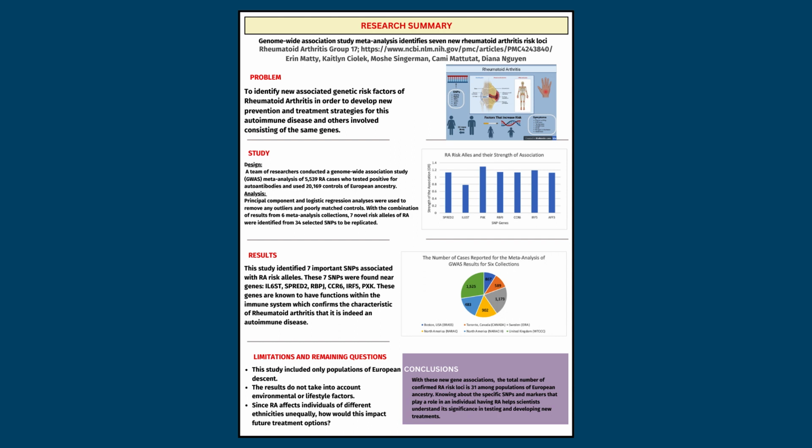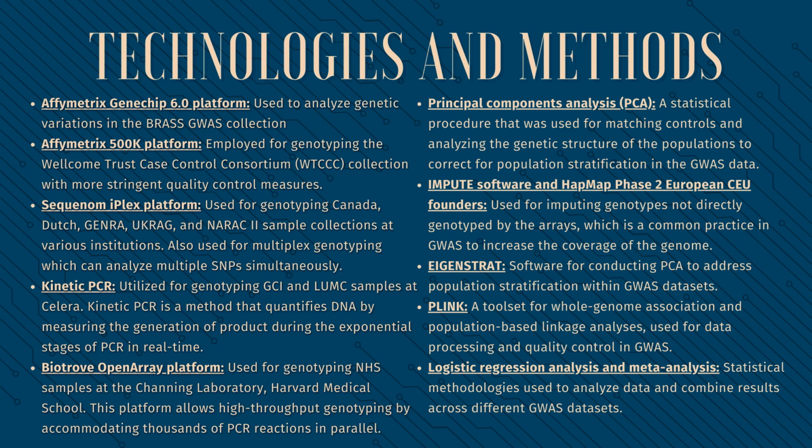In conclusion, the total number of confirmed RA risk loci is 31 among populations of European ancestry. Understanding the specific SNPs and markers that are associated with rheumatoid arthritis is important for future testing and advances in developing new preventative treatments. In this genome-wide association study, an array of cutting-edge technologies and analytical methods were utilized, each contributing significantly to the depth and accuracy of the genetic analysis.